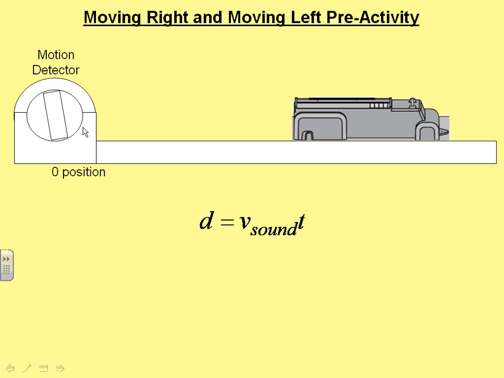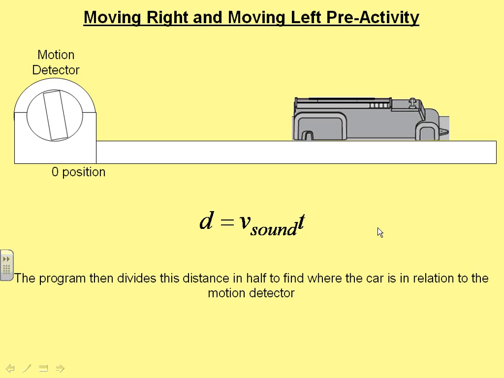Now, since the sound came out and went back, the car is actually half that distance away from the motion detector. So the motion detector immediately then cuts that in half. Now, it can do this many, many times a second. I believe in this activity, I've got it set at something called 30 hertz, and that means 30 times per second. It's making a click and calculating exactly where the car is. So this is taking way more data than we ever could have with the toy car lab.